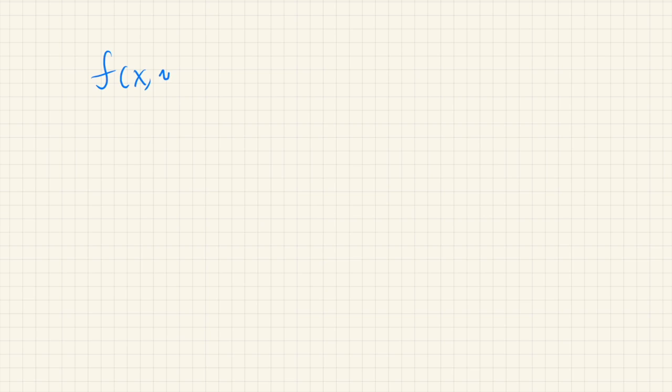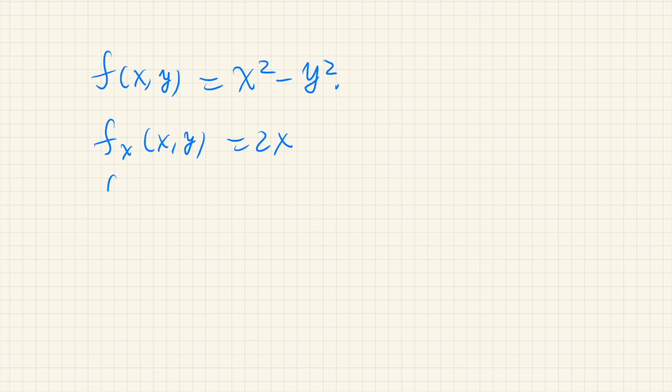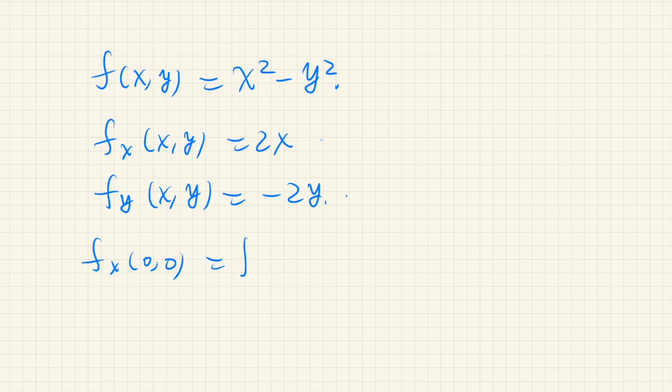Consider this function f(x, y) equals x squared minus y squared. If we differentiate this with respect to x, we have 2x. And if we differentiate with respect to y, we have negative 2y. So at the origin, we have both 0, right? So fx(0, 0) is equal to fy(0, 0) is equal to 0.